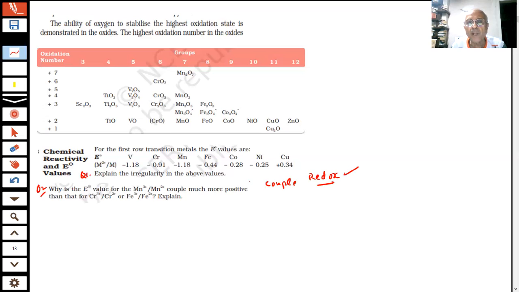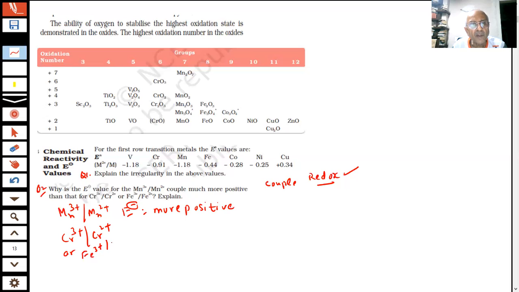Mn3+/Mn2+. The question could be put in many ways. Why is the E° value of Mn3+/Mn2+ more positive? Then Cr3+/Cr2+, or Fe3+/Fe2+. Okay, you have 1 minute to answer the question in the exam.